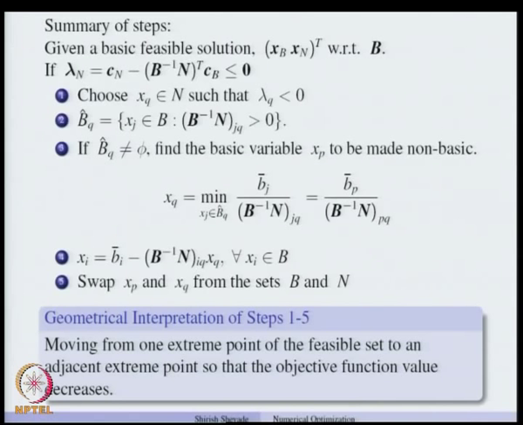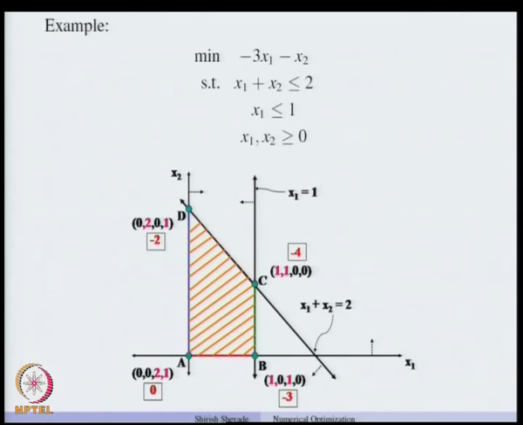So, this summary of steps has a nice geometric interpretation also. If we look at our example which we saw in the last class, the problem is to minimize -3x1 - x2 subject to x1 + x2 ≤ 2, x1 ≤ 1, and x2 non-negative. You will see that the feasible set is a compact convex set. The solution exists at one of the extreme points. There are 4 extreme points, or 4 vertices, for this feasible set.